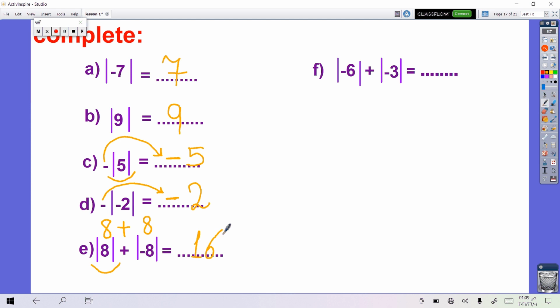Now we have absolute negative 6 plus absolute negative 3. First we have to find the result of absolute negative 6, which will be equal to 6. And then absolute negative 3 will be equal to 3. Then 6 plus 3 will be equal to 9.